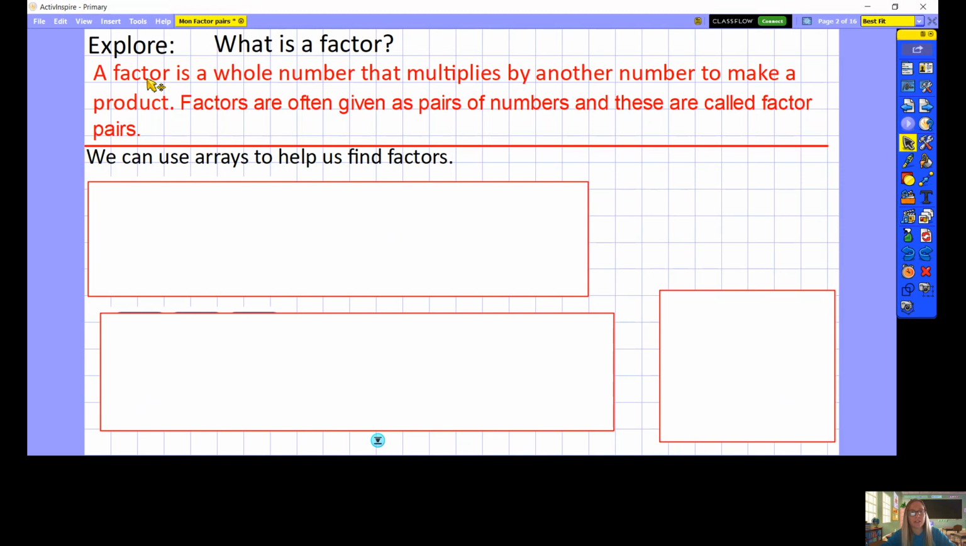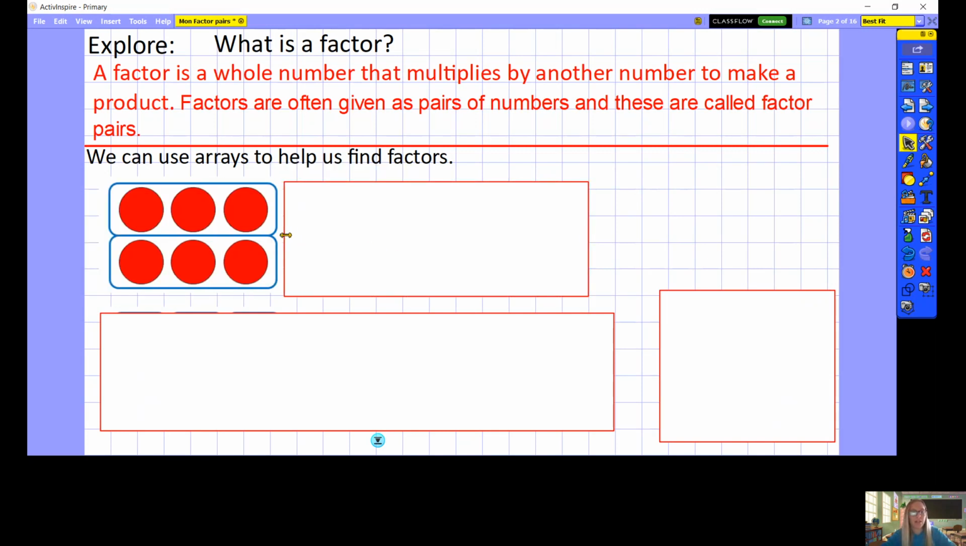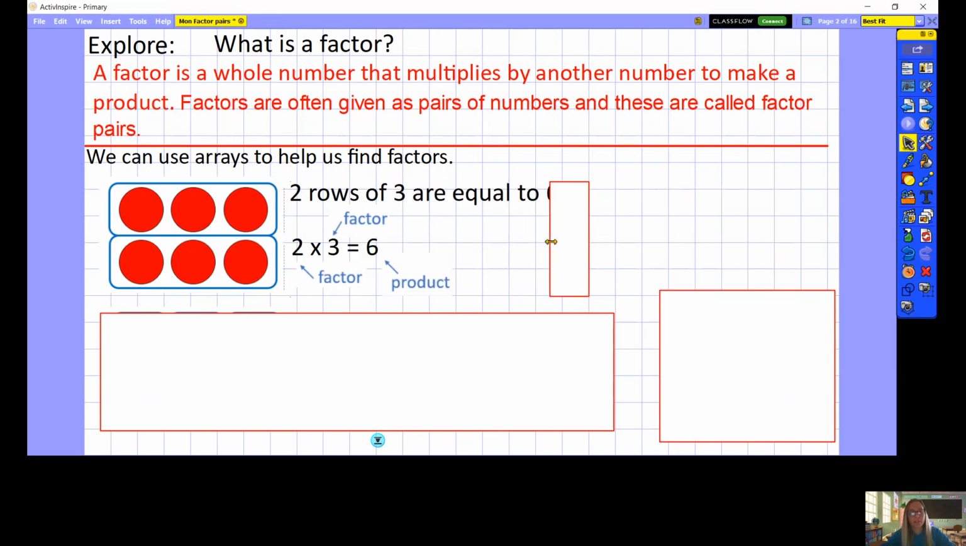So we know that a factor times a factor equals a product, and we can use arrays to help us find factors. So let's have a look. So here are some counters, 6 counters, arranged in an array. So I've got 2 rows of 3. So 2 rows of 3 counters are equal to 6. So 2 times 3 equals 6. My factors here are 2 and 3, and the product is 6.